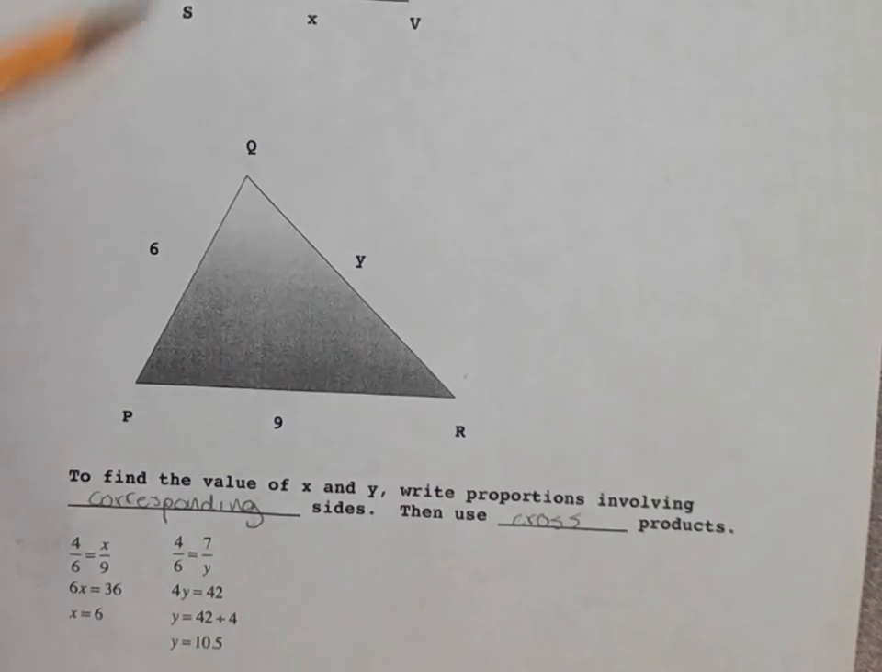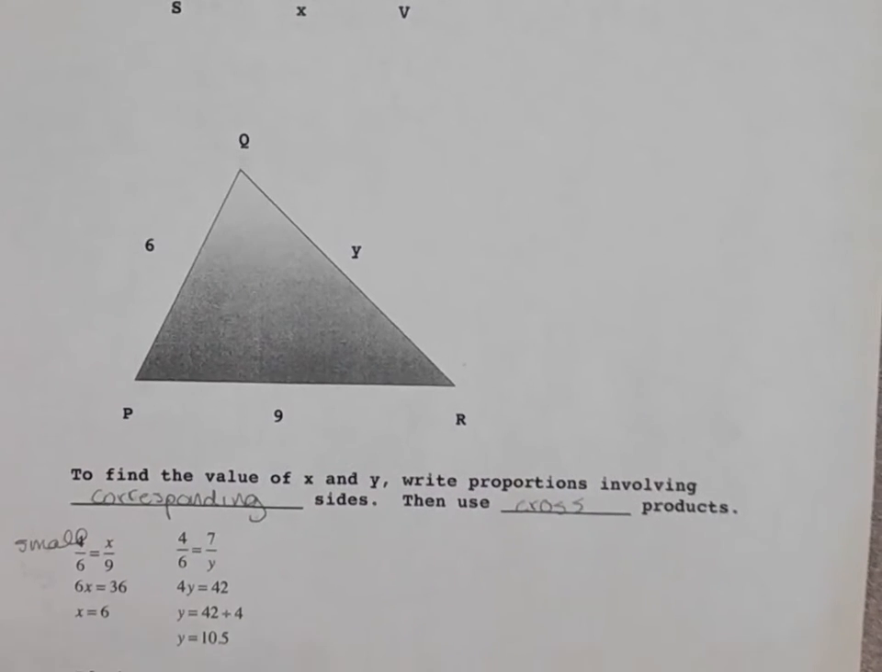So we can see that in this case, this side corresponds to this. We could write this as my small triangle, and this is my big. So I have 4 is to 6. X corresponds to 9, so I can do x over 9, and then we can use cross products, and we get the answer as 6. So 4 times 9 divided by 6 gives me 6.